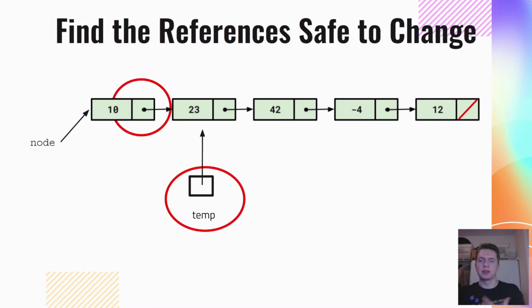Secondly, we also said that we're safe to change null references. So we can point this null next field to any node or maybe null again. That one's safe to change as well.